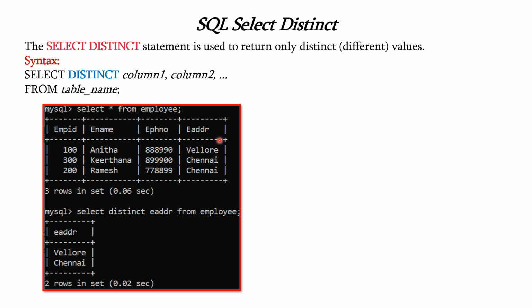address. Suppose we want to display only the distinct employee address from this employee table. We can write the query like this. Select distinct, the column name we are considering is e-address, from the table name employee. If we execute this query, it displays Vellore and Chennai. Although Chennai appears 2 times here, it is considered only once because it takes only distinct values.